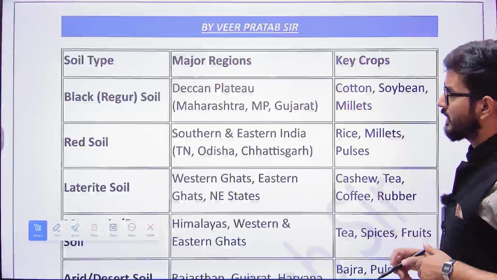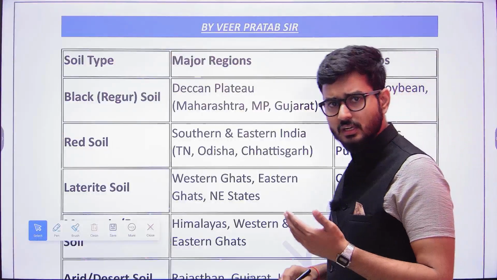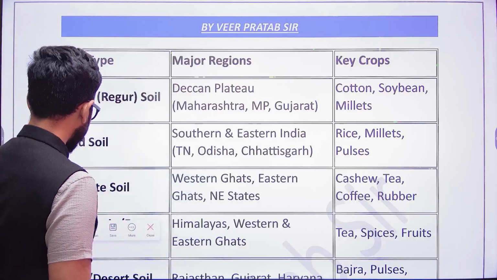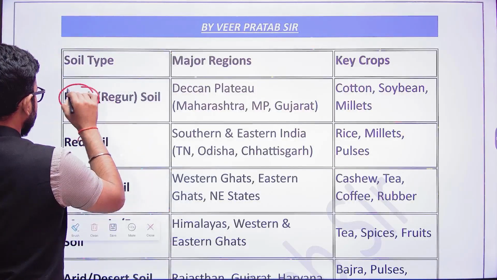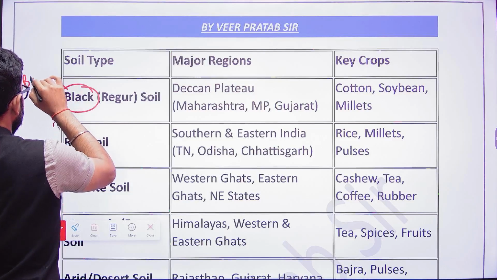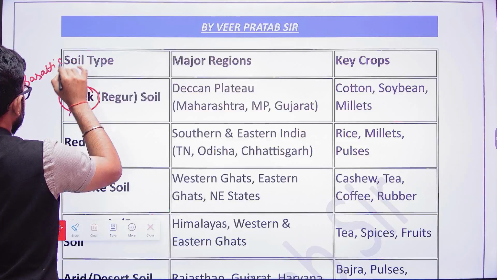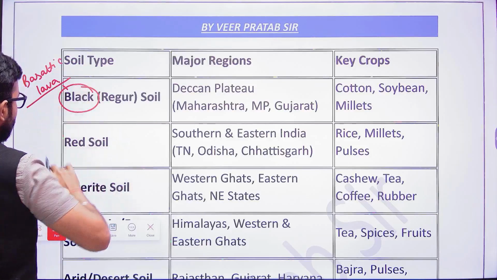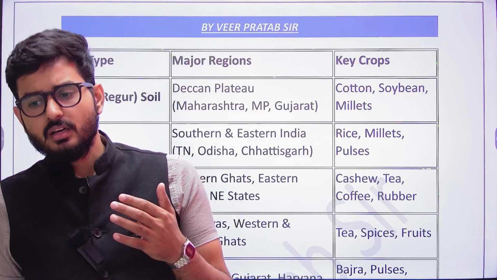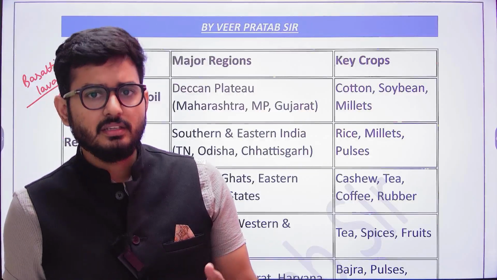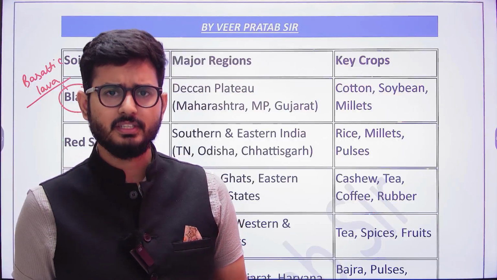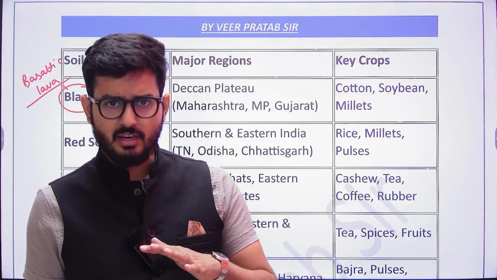Then there is the black or regur soil. The black soil is also known as the regur soil, and this soil is there majorly in the Deccan Plateau. Now the black soil was created because of the basaltic lava flow. Basaltic lava flow means basically that when the Deccan area was being created, it was created by the lava. Lava had erupted in the Deccan area, that is Maharashtra, Andhra Pradesh, Karnataka. In these areas the lava was there.